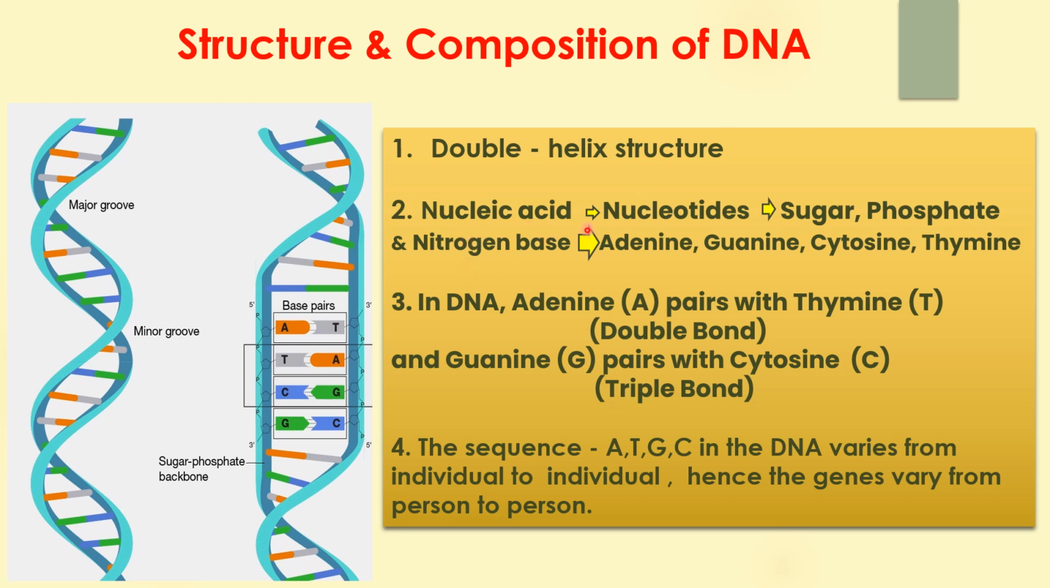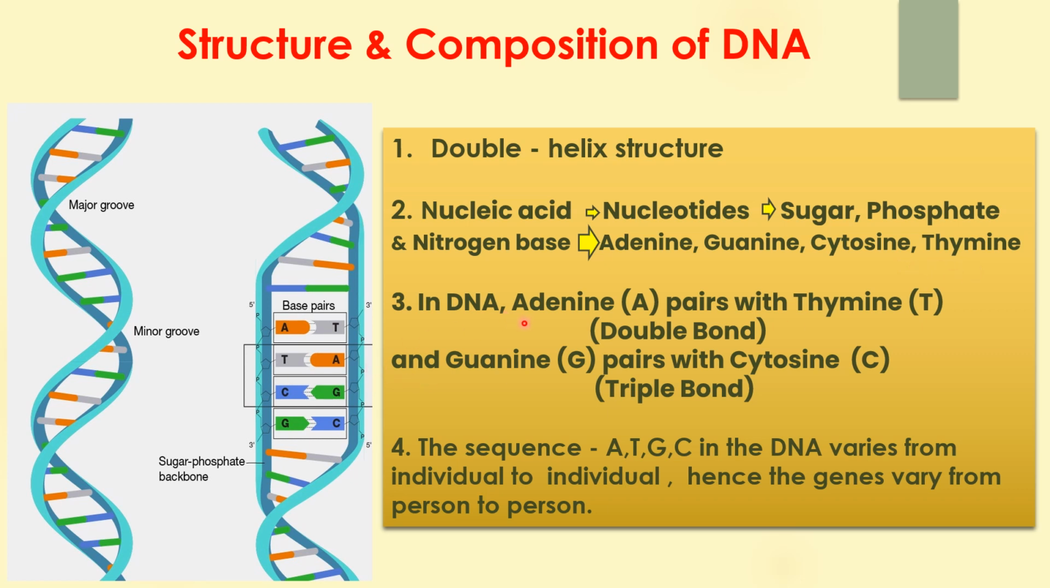Nucleic acids can be broken down to nucleotides. We have just seen it. And nucleotides are made up of nothing but pentose sugar, phosphate, and nitrogenous bases. Nitrogenous bases can be adenine, guanine, cytosine, and thymine.